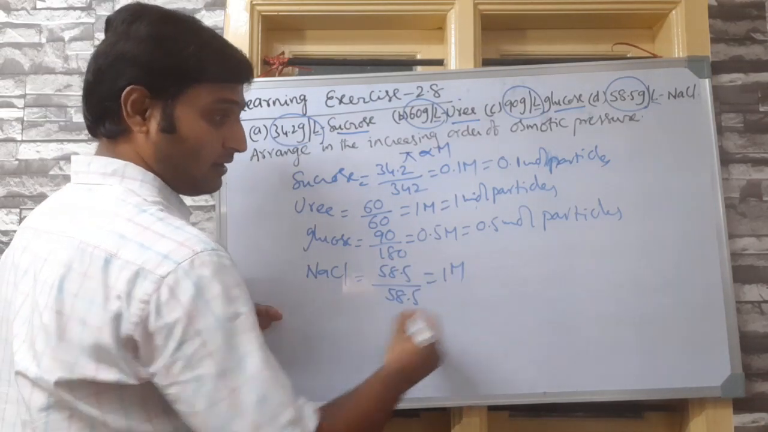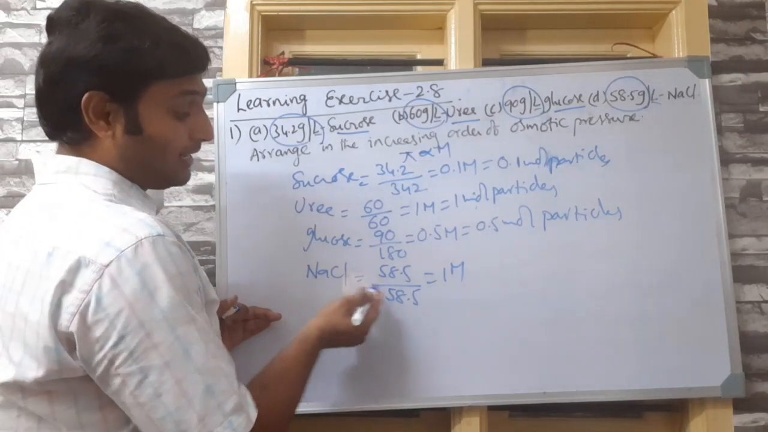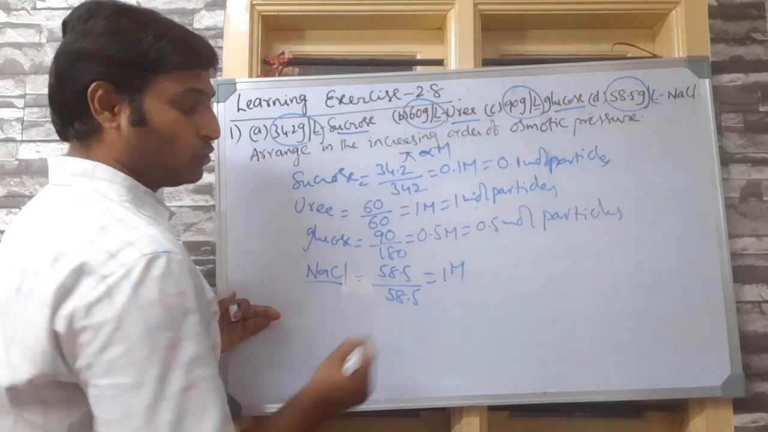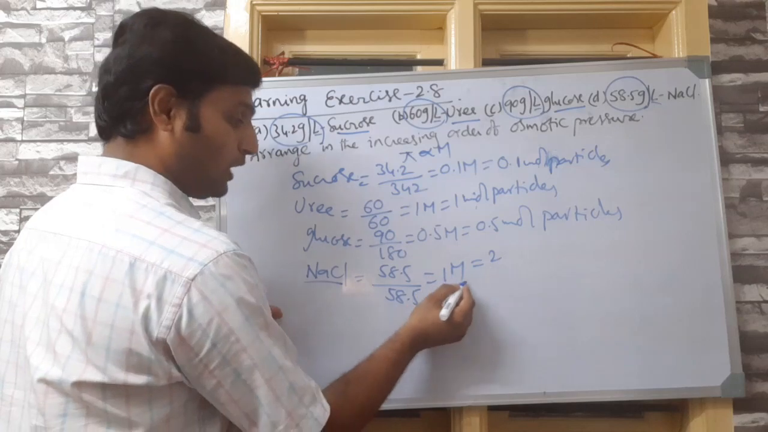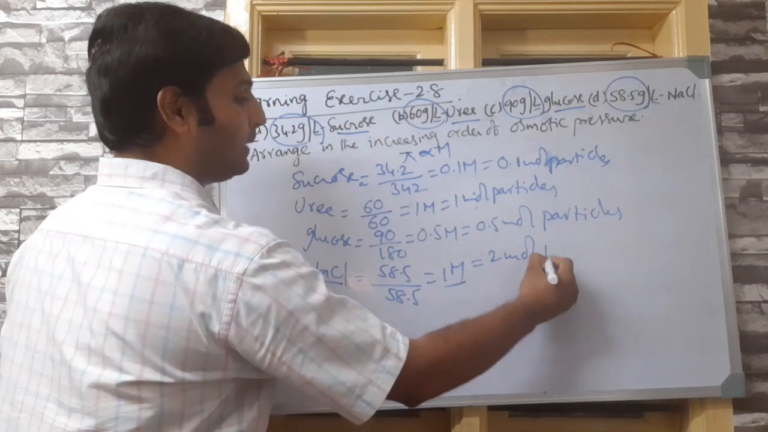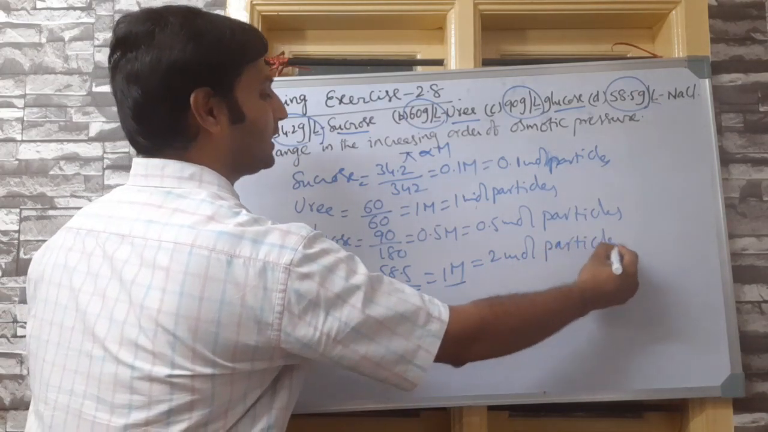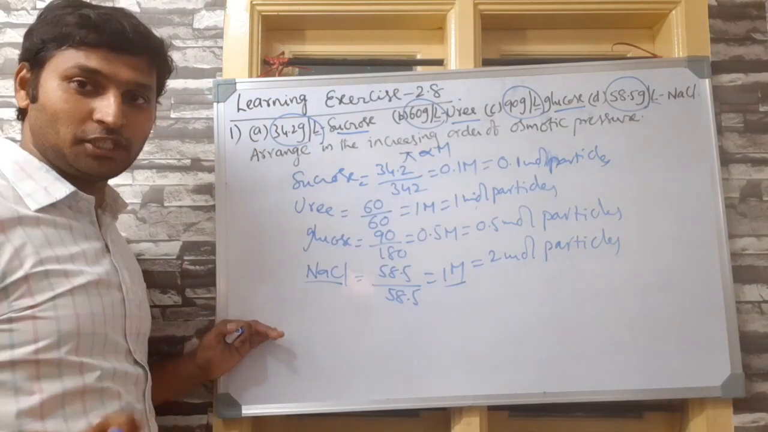Then sodium chloride, given mass is 58.5, molar mass is 58.5. So 1 molar, and by the way, it undergoes dissociation. Each one forms 2 particles. That's why molarity is 1 molar, number of particles formed will be 2 mole particles, because it undergoes dissociation.